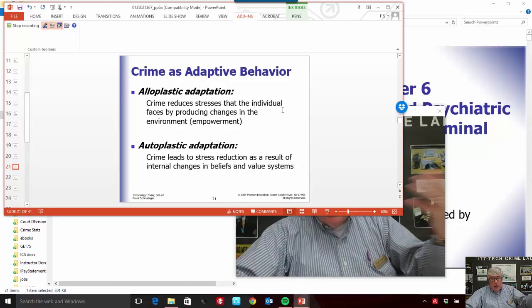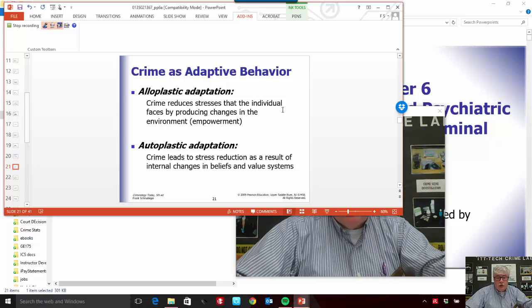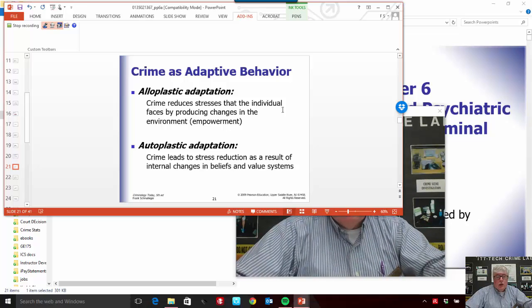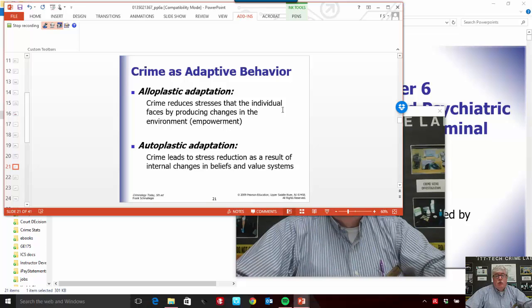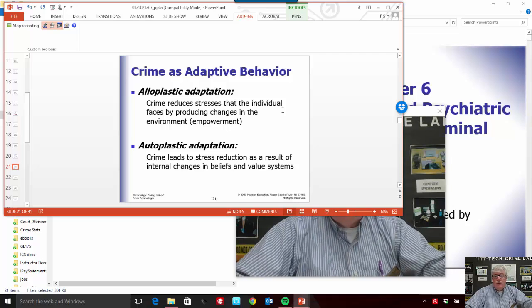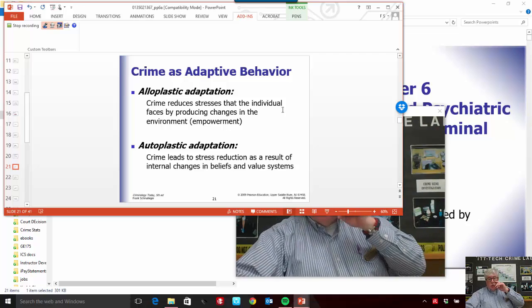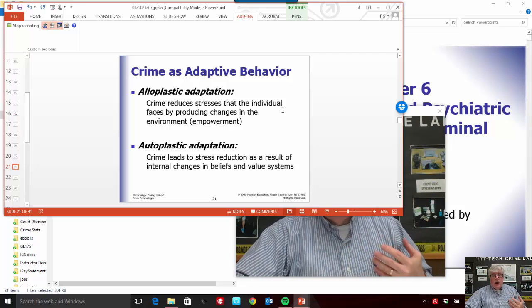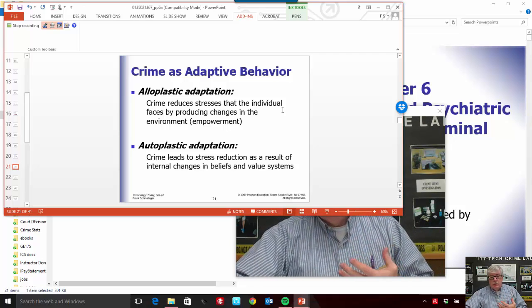Adaptive behavior: you have alloplastic and autoplastic adaptation. In alloplastic, crime reduces the stress that the individual faces by producing changes in the environment. So the criminal will do things that change what's going on around them, whereas in autoplastic, the person adapts by changing their value systems.